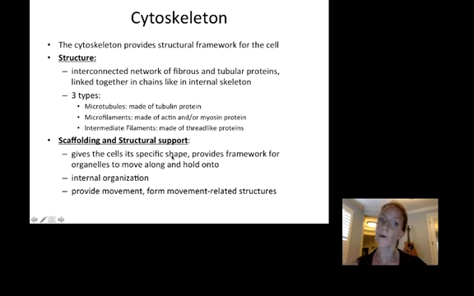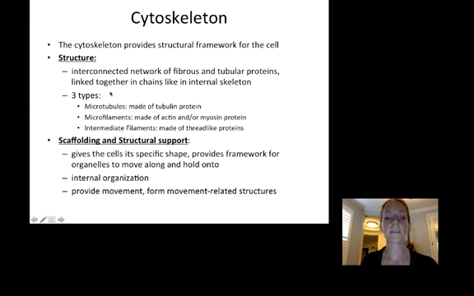So not all cells are spherical, like the cell in your picture. Many cells are sort of rectangular looking in the case of muscle cells. Some of them are spindle looking. The cytoskeleton is going to give it that special shape and framework to maintain its shape. It also provides internal organization. So it's going to be a place where the organelles can hold on to and move along. It can also provide movement. So cytoskeleton proteins form the basis of many movement-related structures.